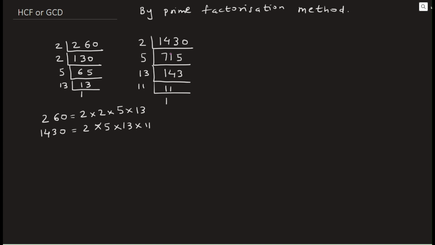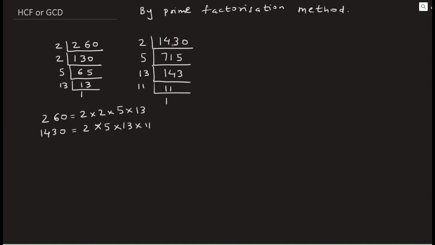the highest number which divides both without a remainder being left. So I mean that number I should be able to divide 260 and 1430 also, and there should be no remainder. So how to find out the highest common factor or greatest common divisor of a pair of numbers?